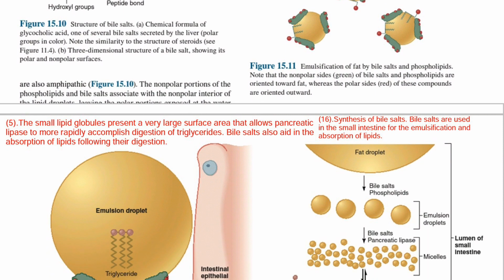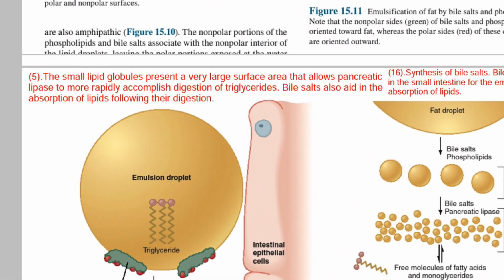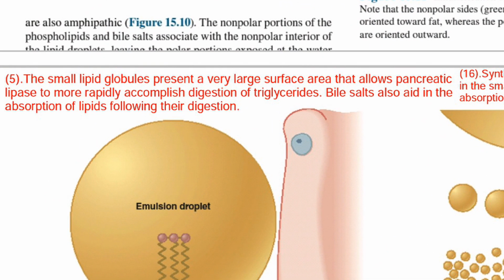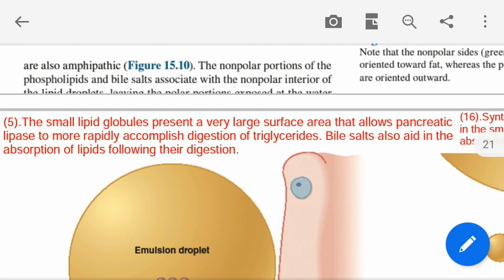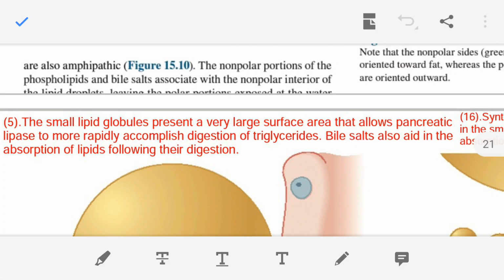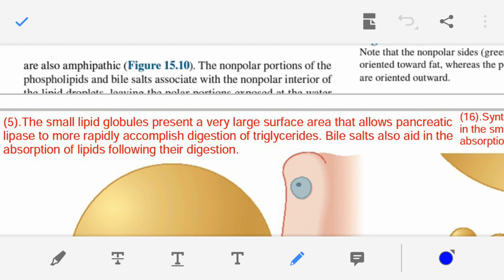Now moving on to the fifth point. In the fifth point, what they are describing is that after the emulsification, there are small lipid globules in the intestine, and these small lipid globules provide a very large surface area for the action of the pancreatic lipase enzyme.